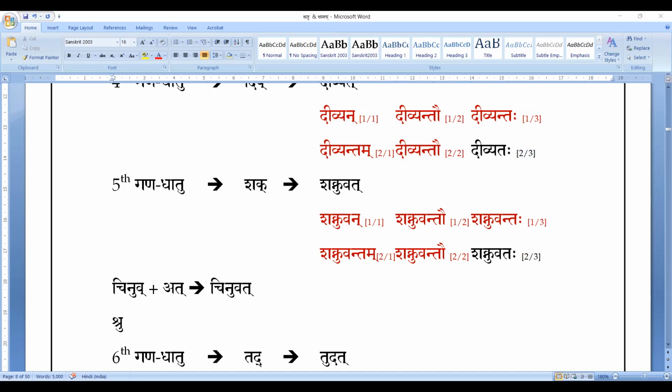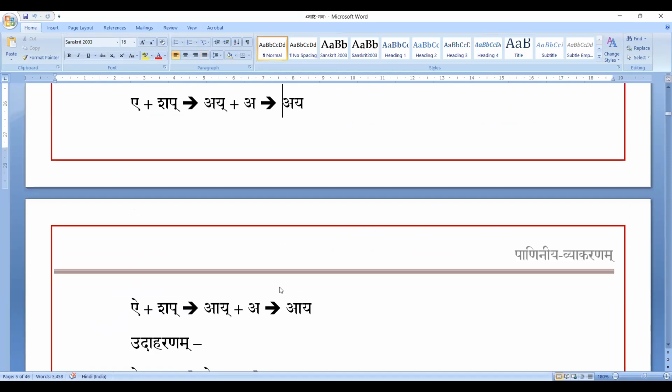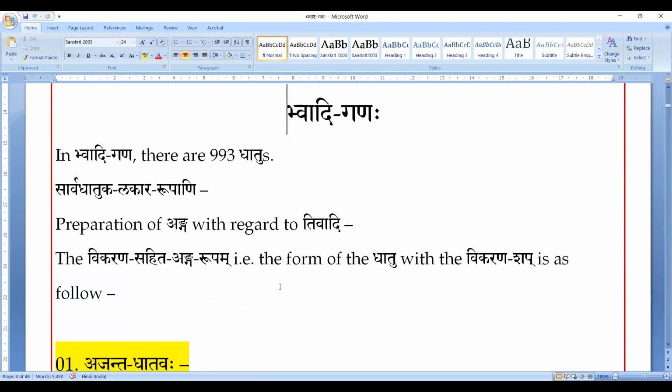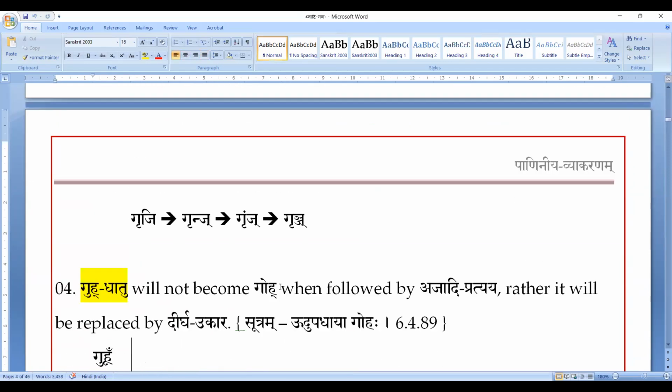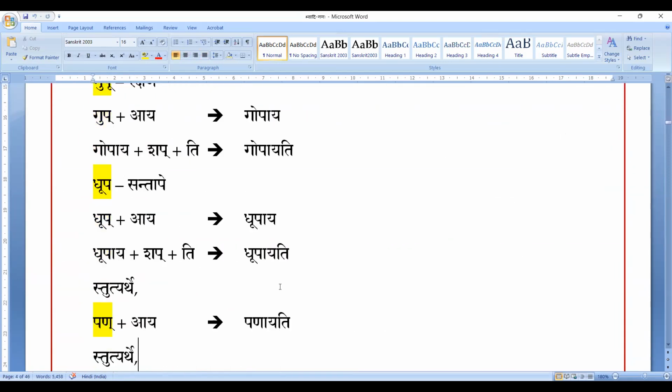So now it becomes like the fifth Gana. That itself we have discussed. You want to see? Please check your notes. I'm opening the notes, Bhvadi Ganaha. Look for this Dhatu in the Bhvadi Gana Dhatus. Yes, so here, it must be here. This is our notes. You must be having this, the Bhakara Dhatus and the special Dhatu where we have added this.